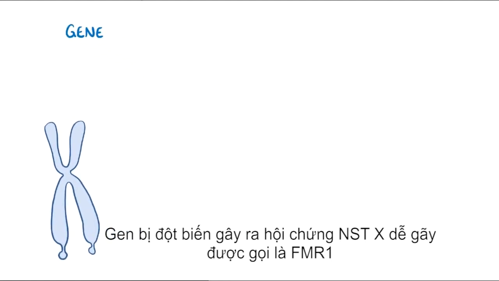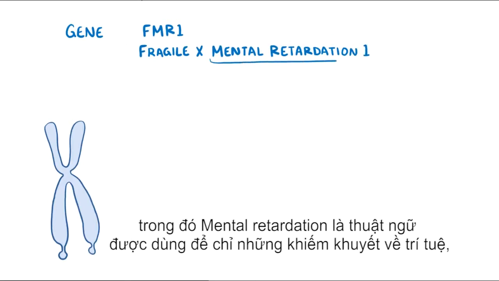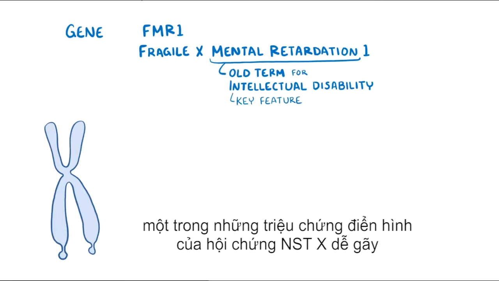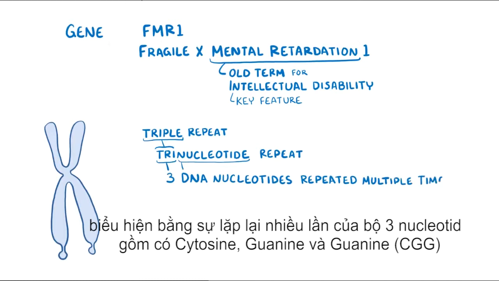Now, the gene for Fragile X is called FMR1, which stands for Fragile X Mental Retardation 1. Mental retardation is an old term for intellectual disability, which is one of the key features of Fragile X syndrome. The FMR1 gene has a triplet repeat, or trinucleotide repeat, which means that a group of 3 DNA nucleotides is repeated multiple times in a row. In FMR1, it's the nucleotides cytosine, guanine, and guanine, or CGG.